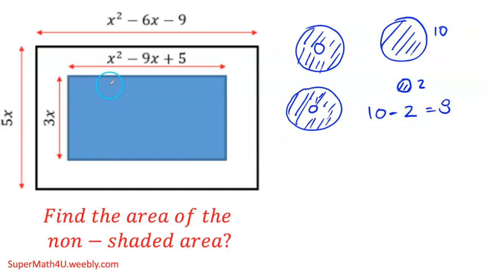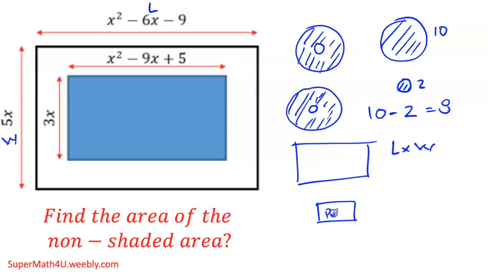Okay, same idea here. So we have the big rectangle. We're going to find the area. How do we find the area of the rectangle? Length times width. So it's going to give me x squared minus 6x minus 9 times 5x. This is called the length, and this will be my width. I'm going to multiply those two, and that'll give me the area of the whole thing. Once I have that, I need to find the area of the pool. To find the area of the pool, same thing, length times width. And then I find the two areas. Once I have the two areas, what I do is I subtract them. So let's start with that.